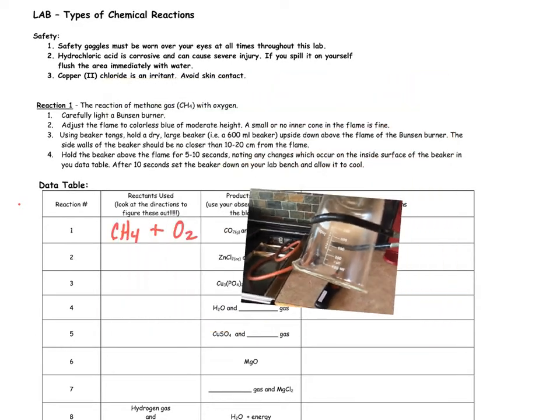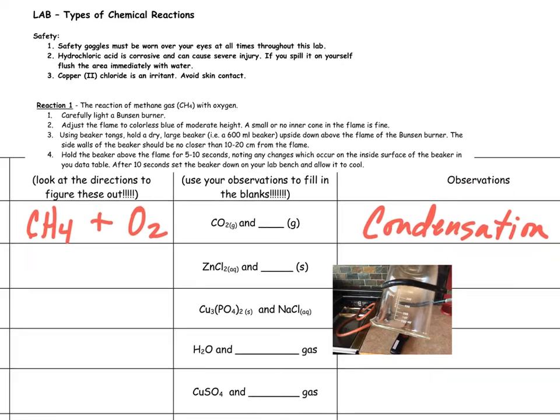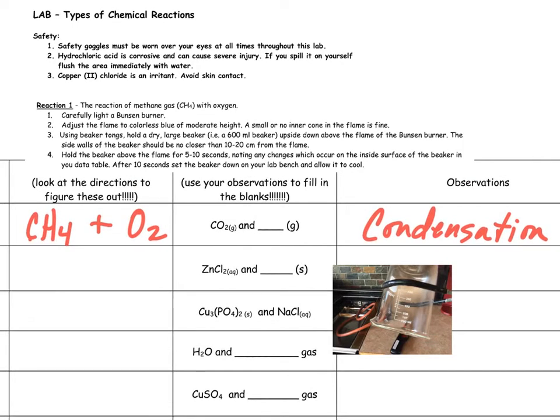All right, let's jot down some data. Here are our 2 reactants: methane, which is part of natural gas, plus oxygen, which just comes from the room. When we put the beaker over the flame, we noticed some condensation. That's proving to us that the reaction is actually producing some water vapor. We can write that in here too, H2O.